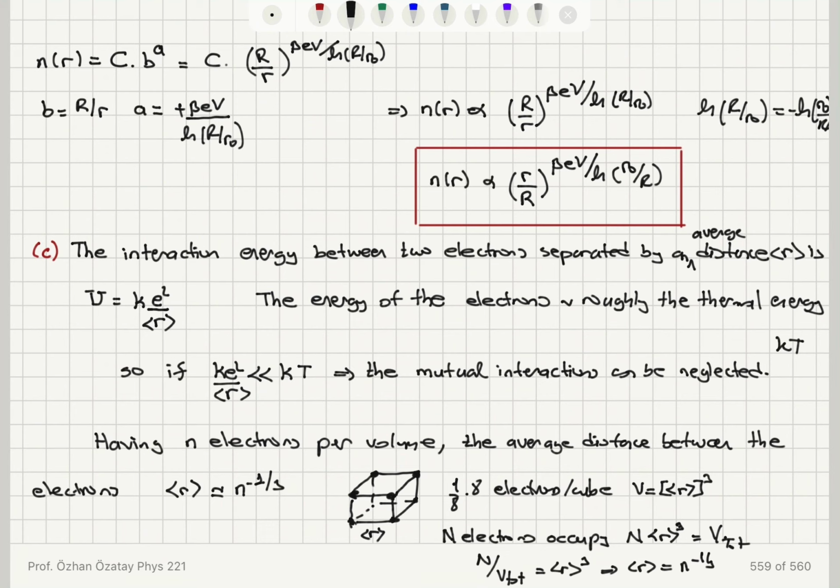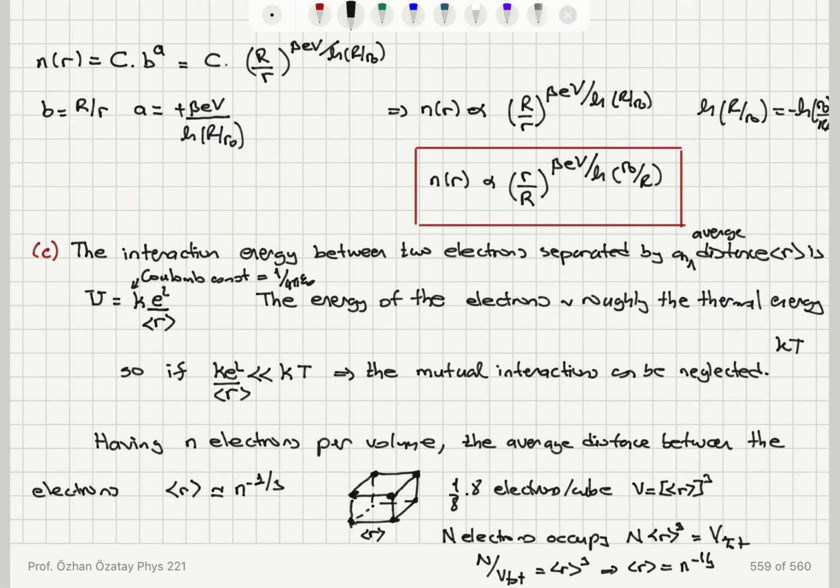Now, when can we neglect the interaction between two electrons? The interaction energy between these two electrons is the potential energy ke square over r. This k is not the Boltzmann constant, this is the Coulomb constant, 1 over 4 pi epsilon 0. And if the thermal energy is high enough, I can neglect the potential energy. So ke square over the average distance between two electrons should be much less than kT.